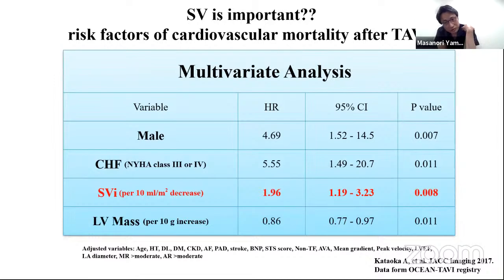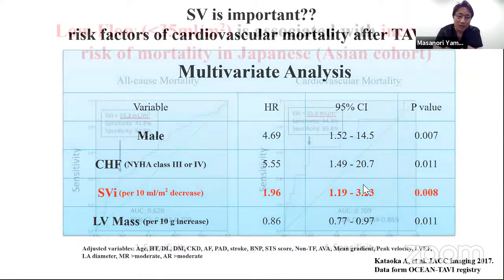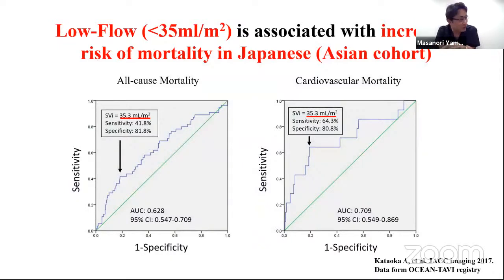And the stroke volume is also important in Asian cohorts. This slide shows the Japanese multicenter OCEAN TAVI registry, the risk factors for predicting cardiovascular mortality after TAVR, and multivariate analysis revealed the stroke volume index is significantly associated with increased risk of cardiovascular mortality. We Asian populations have small body characteristics, so the definition of low flow, stroke volume index less than 35, is adapted for the small Asian cohort. This registry data revealed low flow, less than 35 milliliters, is associated with increased risk of mortality in Japanese. So a stroke volume index of 35 is a good threshold for predicting cardiovascular mortality after invasive treatment.